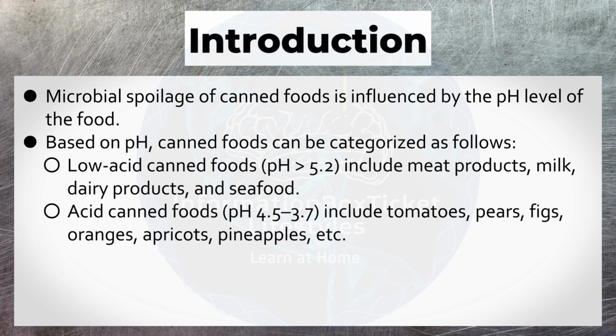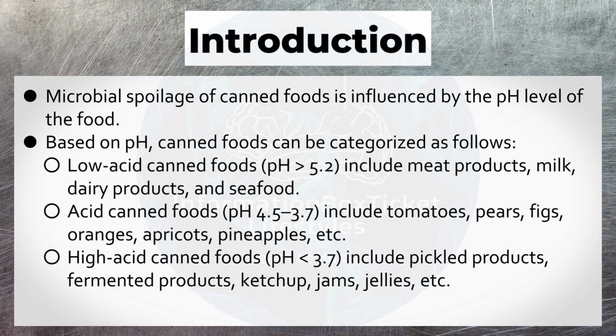Acid canned foods, pH 4.5 and 3.7, include tomatoes, pears, figs, oranges, apricots, pineapples, etc. High-acid canned foods, pH less than 3.7, include pickled products, fermented products, ketchup, jams, jellies, etc.